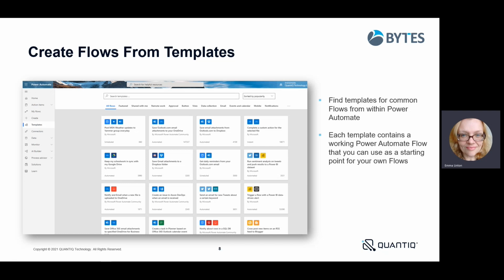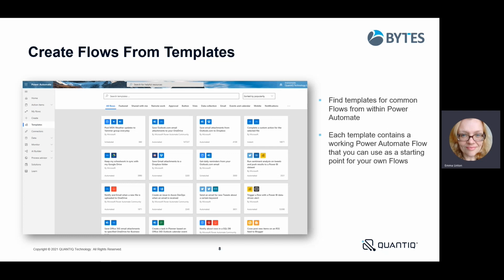Each template contains a fully working Power Automate flow that you can either just use as is, or edit and add your own steps and use as a starting point for your own flows. So this is a really good place if you're not sure if something can be done, or you're trying to write a flow and you're having trouble with it. There will nearly always be some kind of template that you can use as a starting point that will be a complete flow.